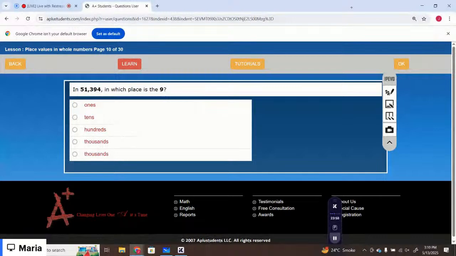In 51,394, in which place is the 9? That is tens. The correct option is tens. Option 2 is the correct option. Okay, you can complete the lesson by yourself. Let me just remove this lesson.